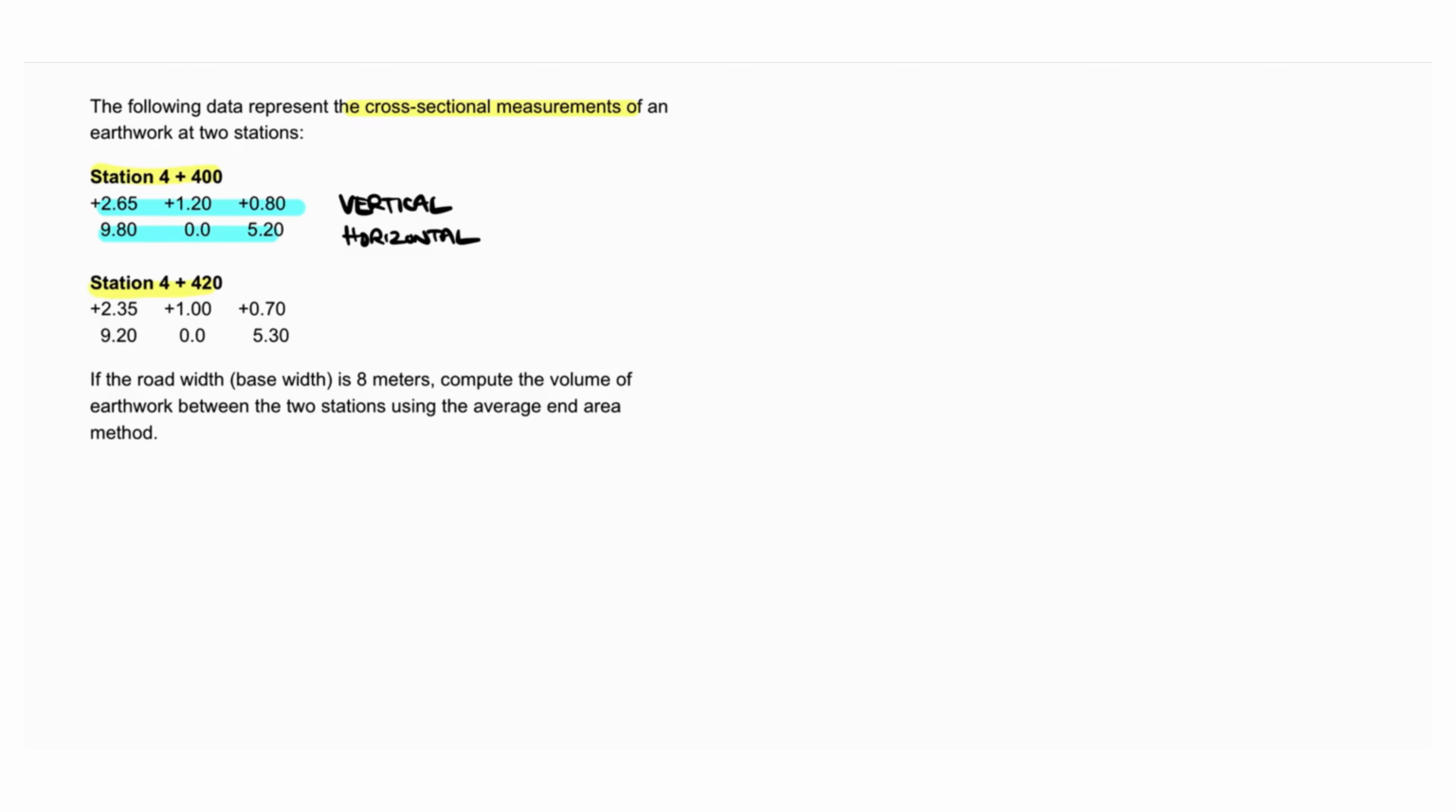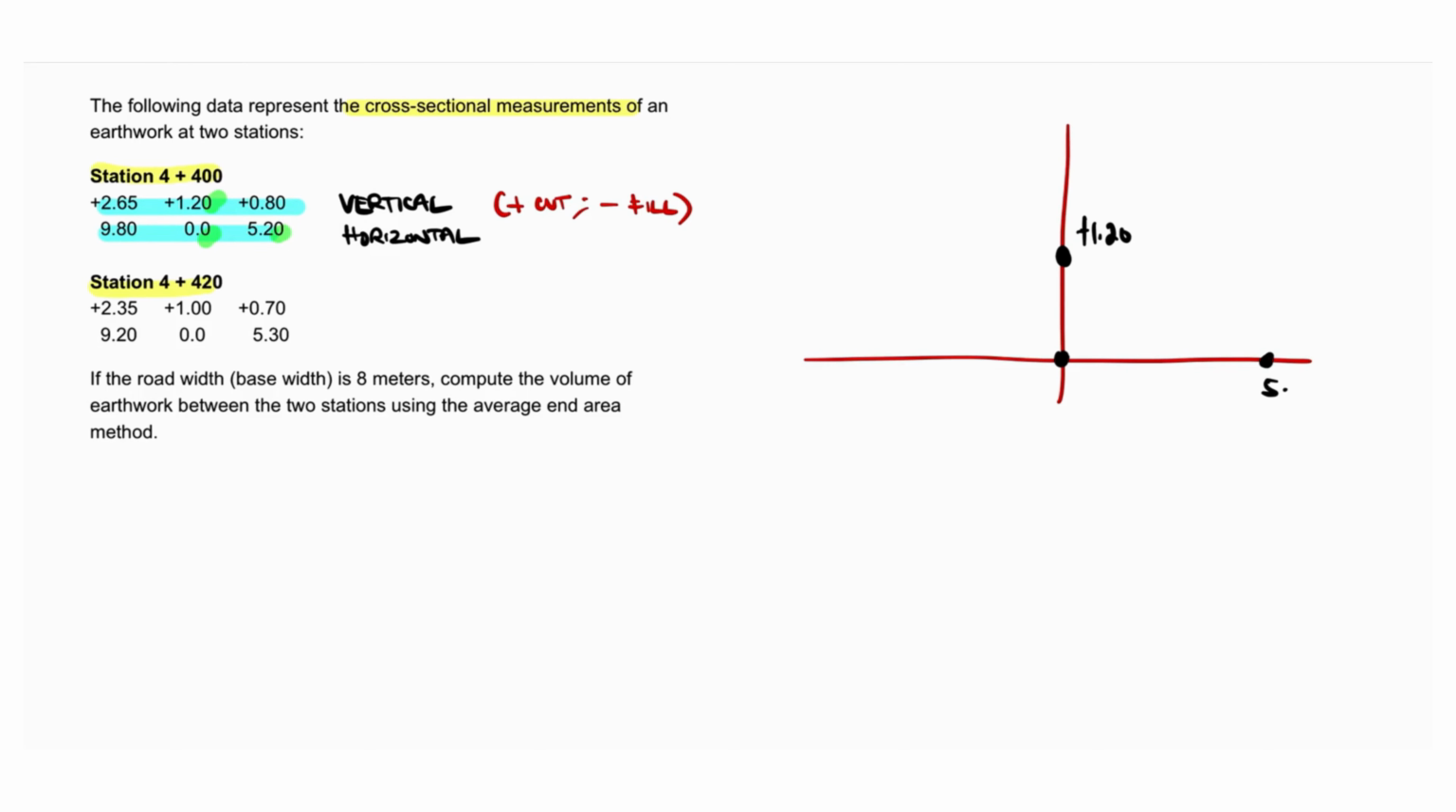Now, let's illustrate the first given cross-section at station 4 plus 400. We begin by plotting the centerline at 0 for the section, with a corresponding elevation of plus 1.20. Next, we plot the right offset at 5.20 meters from the centerline and assign its elevation of plus 0.80. Then, we plot the left offset at 9.80 meters with an elevation of plus 2.65.